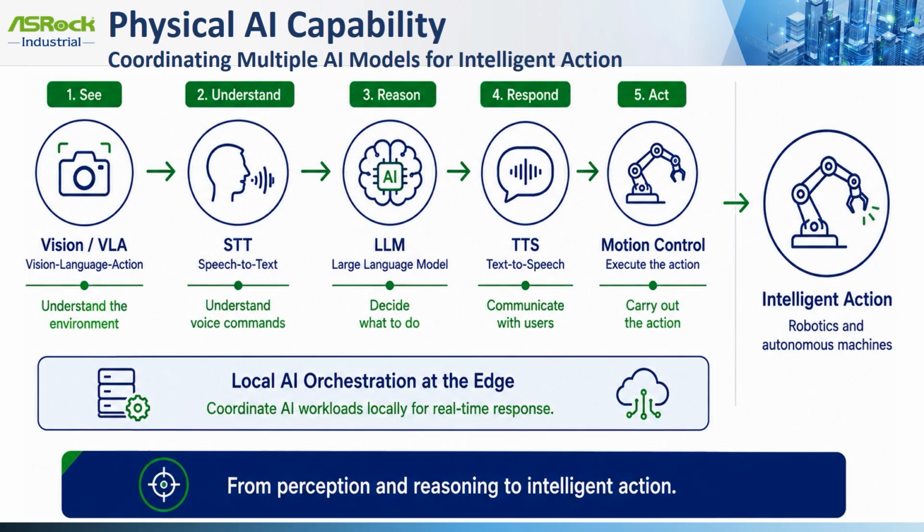A language model helps the system reason about the task. Text-to-speech allows the robot to respond. And the motion control logic turns the decision into action. In more advanced cases, a vision language action model can connect perception, reasoning, and action more directly. Our robotics proof point shows that we understand how to coordinate these AI workloads locally at the edge. This is our physical AI direction, from perception and reasoning to intelligent action.